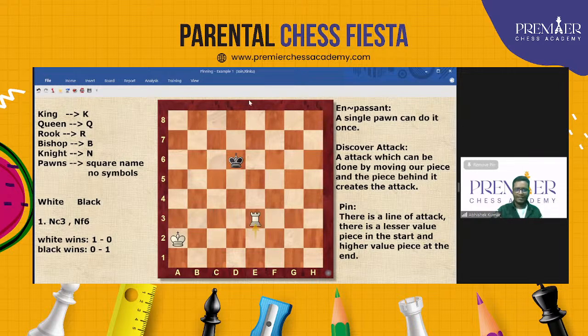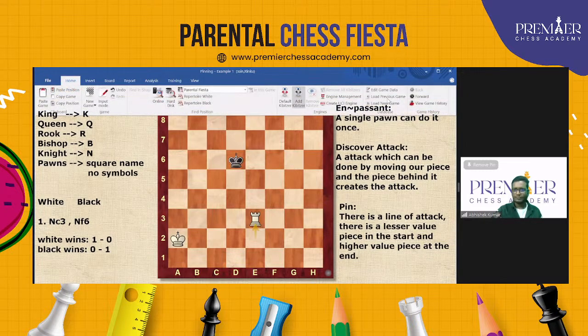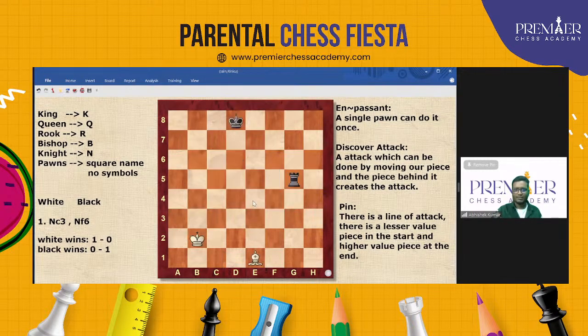Yes, let's take another example. Let's talk about this position. We can see there is a king, which is a higher value piece. We all know the king has infinite points. And there is a rook. How many points for the rook? Yes, everyone. Five points.